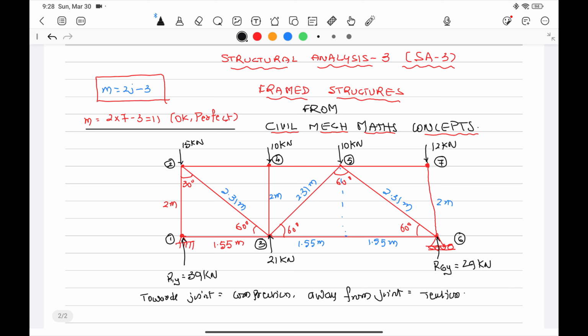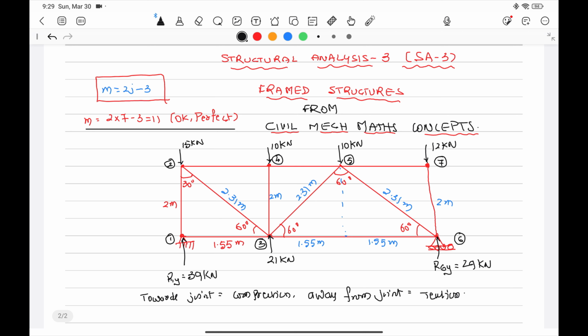Again, we will be solving the pin jointed truss. In this lecture, I continue with the pin jointed truss solution. This is structural analysis, lecture number 3. In the first class, we gave some definitions and an introduction. In the second lecture, we solved for reaction forces, and in the third lecture, we will go for member forces, identifying compression and tension.